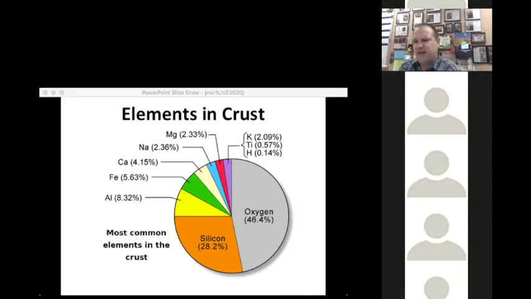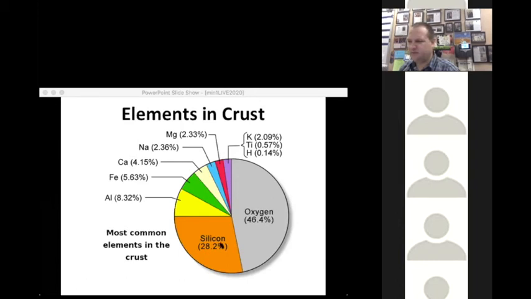The crust is made mostly of only 8 elements. And they are on the screen. There are 2 that are more important than all the others: oxygen, which we breathe, and silicone. Last week, we learned that silicone is in sand. We have sand all over the crust, don't we? Sand everywhere. Sand is just rock that's been broken into little pieces. Silicone and oxygen, most of the elements.